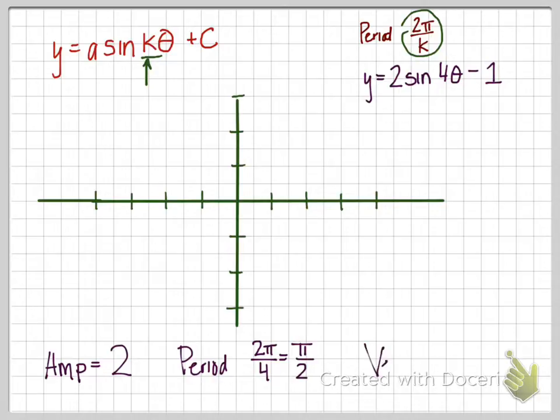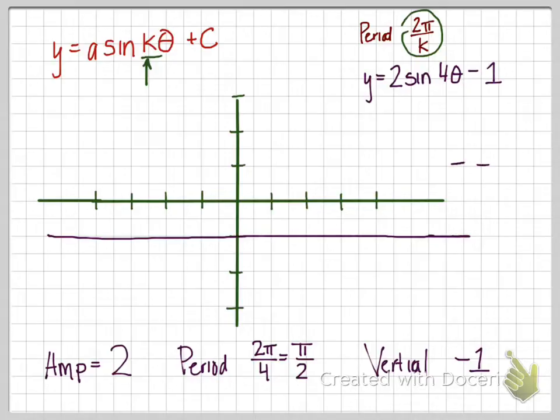And then my vertical shift, there's a C in there, you just can't see it. My vertical shift is -1. So what that means is that my new median line is here. This guy is my new median line. And then I want to indicate where my maximum and my minimum are. My maximum is going to be 2 spaces up. There's my max. My minimum is going to be 2 spaces down.